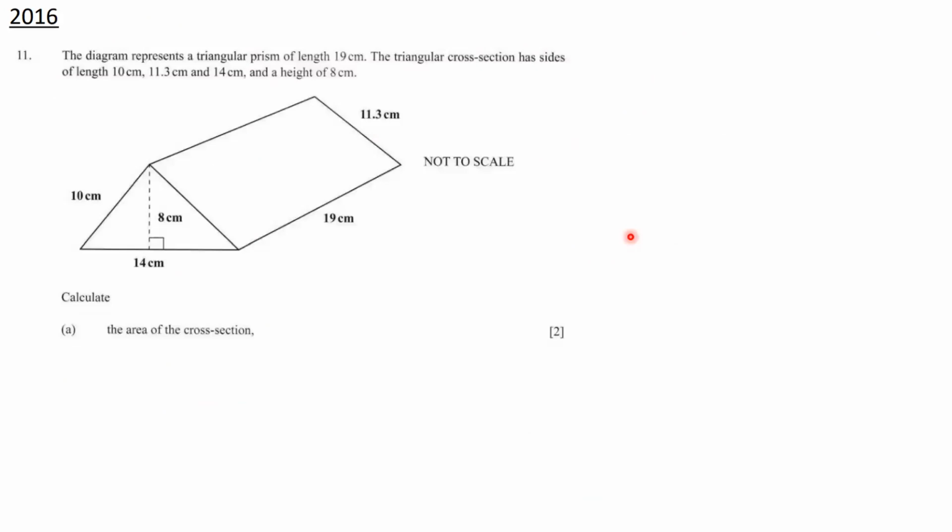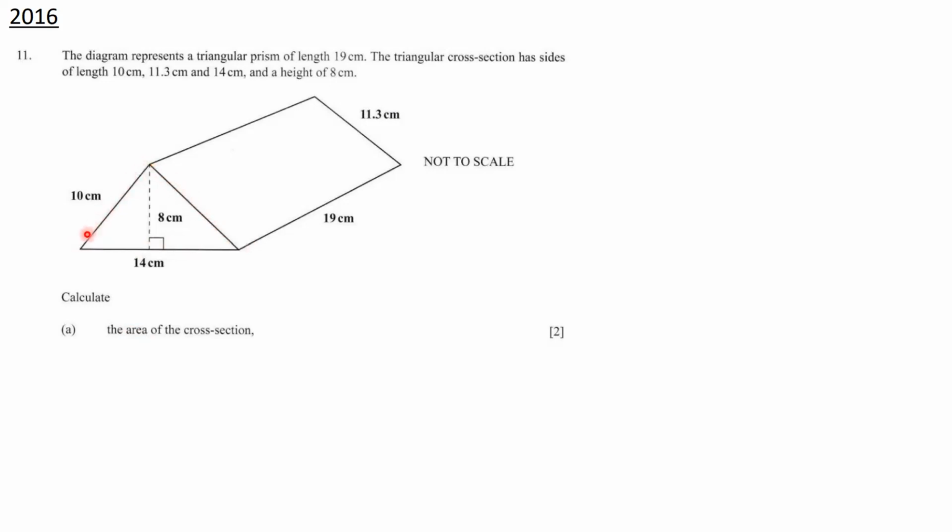Okay, let's move on to this question. For this one, it says that the diagram represents a triangular prism of length 19 centimeters. The triangular cross section has sides of length 10 centimeters, 11.3 centimeters, and 14 centimeters, and a height of 8 centimeters. Here we want to figure out the area of the cross section. Well, the cross section for this particular shape is a triangle. So we want to find out the area of the triangle. That's basically what they're trying to say.